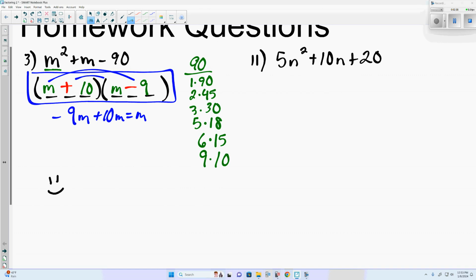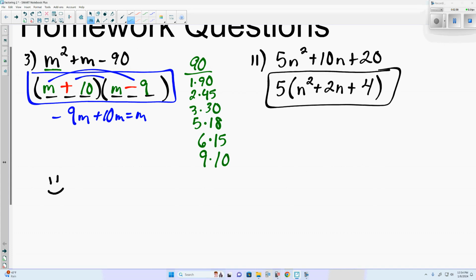Number 11. Is there a greatest common factor between these three terms? 5. And if we factor it out, 5 out of 5n squared is just n squared. Plus, if we factor a 5 out of 10, we're left with 2n. And if we factor a 5 out of 20, we're left with 4. And that's actually it. Now this one is technically factorable because we were able to factor out a greatest common factor. We just couldn't factor any further.